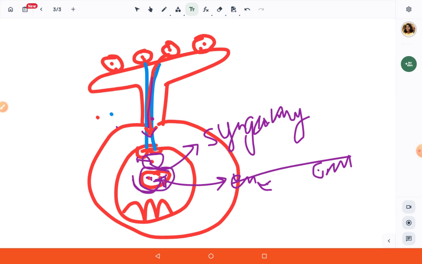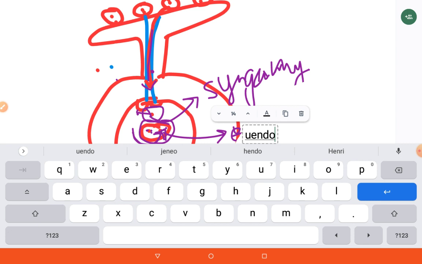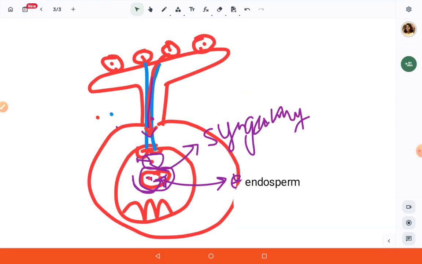Better if I write it here, because it's very important to remember about endosperm. It will form endosperm. Here, endosperm will be formed. Okay, endosperm is responsible for giving the nutrients and nourishment. Alright, so what did you see here? In this case, double fertilization is taking place.